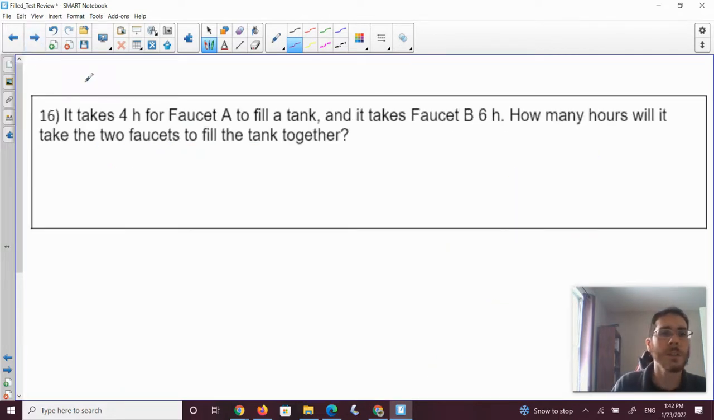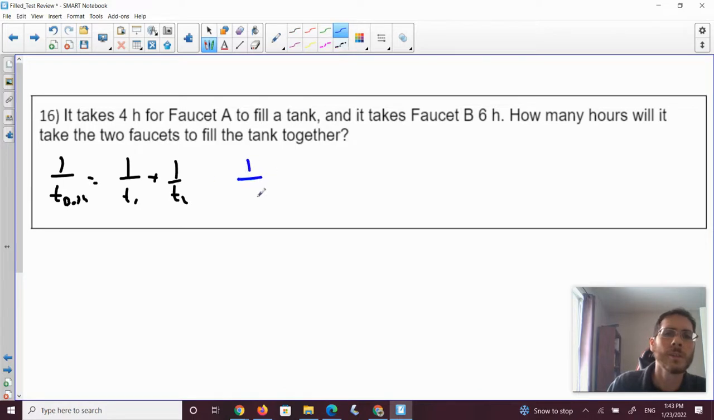For number 16, it takes 4 hours for faucet A to fill the tank, and faucet B is 6 hours. How many hours does it take to do them together? So again, this is another repeater, because this is going to be the same equation we had before. 1 over t both is equal to 1 over t1 plus 1 over t2. The difference here is this time the x is going to go for the t both, because we have to find out how long it takes to fill them together.